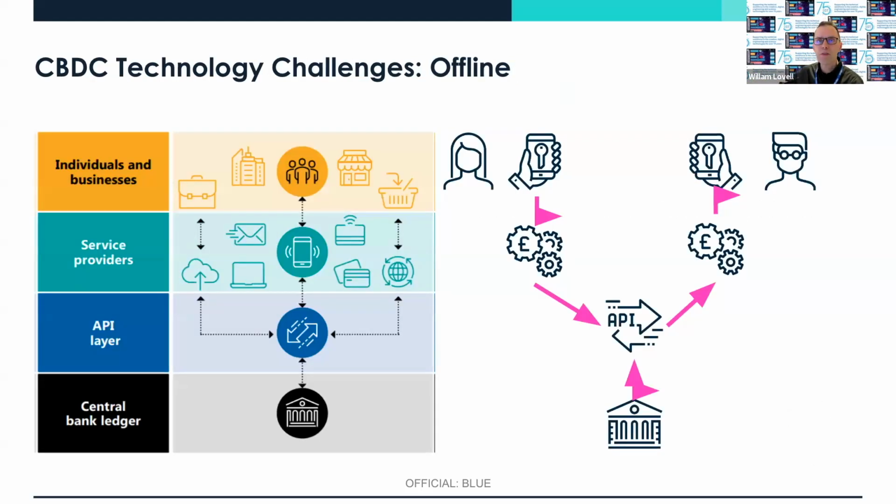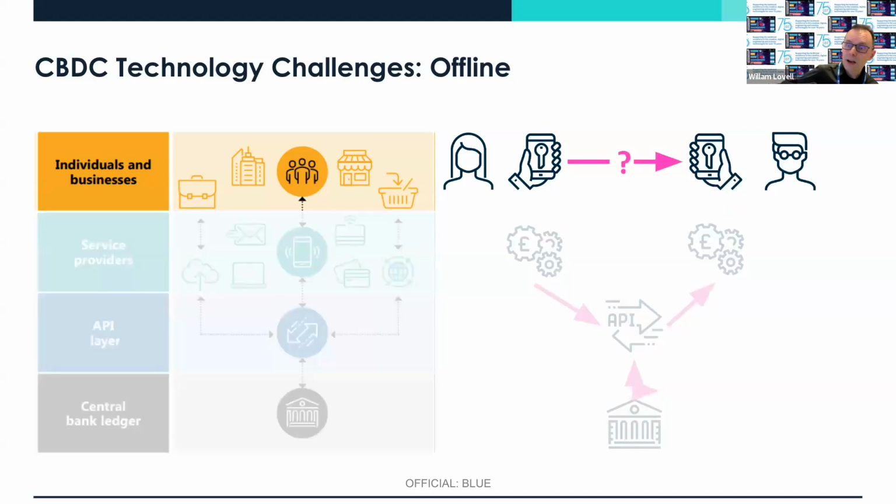Now, you'll recall from a few minutes ago, we saw this picture of how our friend on the left is paying money to her friend on the right. But that, of course, requires the service providers and the API layer and the central bank ledger to all not only be available, but also to be connected. And if you're in the middle of the Lake District, or you're at the top of a mountain, or you're deep in a basement, that might not be the case. So what happens if those things are not available? How can we get a peer-to-peer transaction?